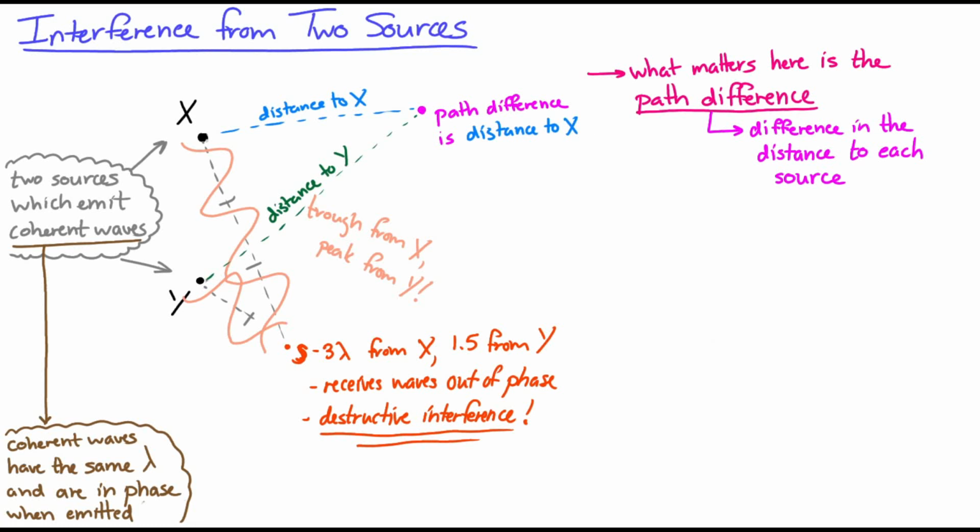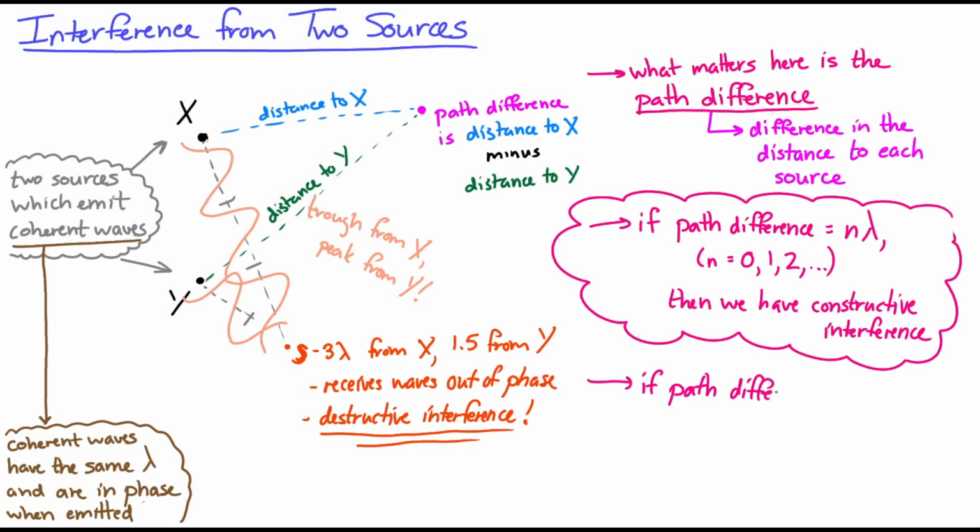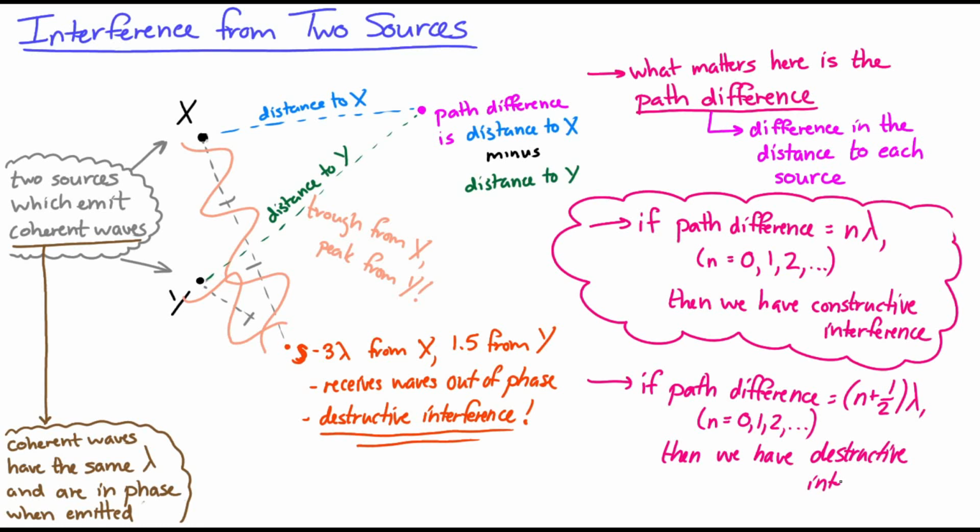And if the path difference is equal to n times the wavelength, where n is an integer equal to 0, 1, 2, and so on, then I get constructive interference. If the path difference is equal to n plus 1/2 times lambda, where n is equal to 0, 1, 2, and so on, then I get destructive interference.